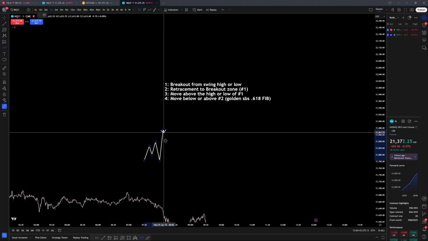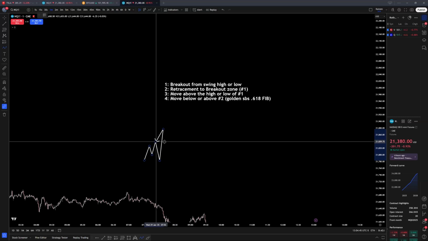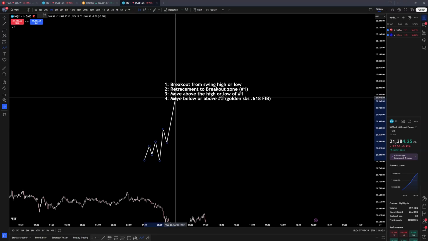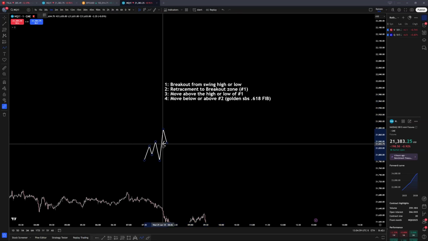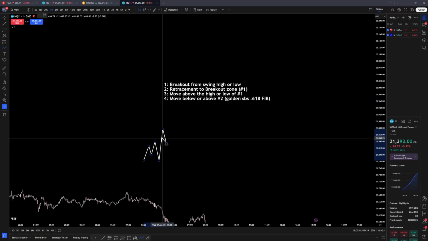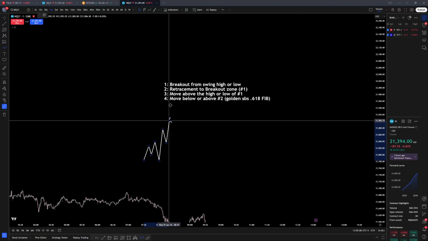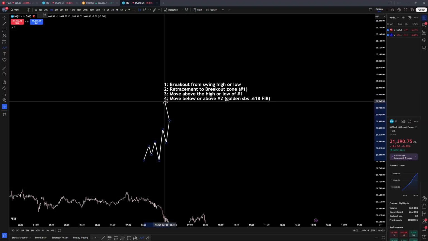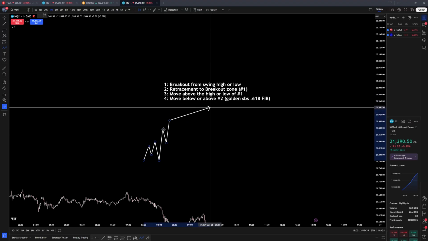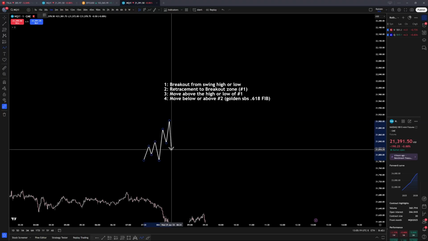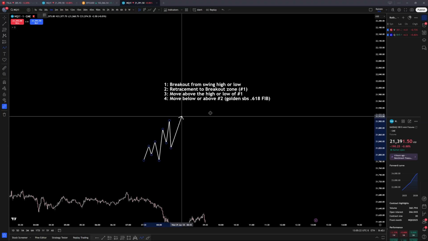We're up here, and we retrace lower into this line. If you mark this out horizontally, the breakout zone would be right here. So we retrace down to this. That's step two. Step three, we move above the high or low of number one. We move above in this case because we're moving up. We move above the breakout, which was right here. So now that would be step three. Step four, we move below or above number two. This was step one, this was step two, so now I'd be looking for pretty much down here.